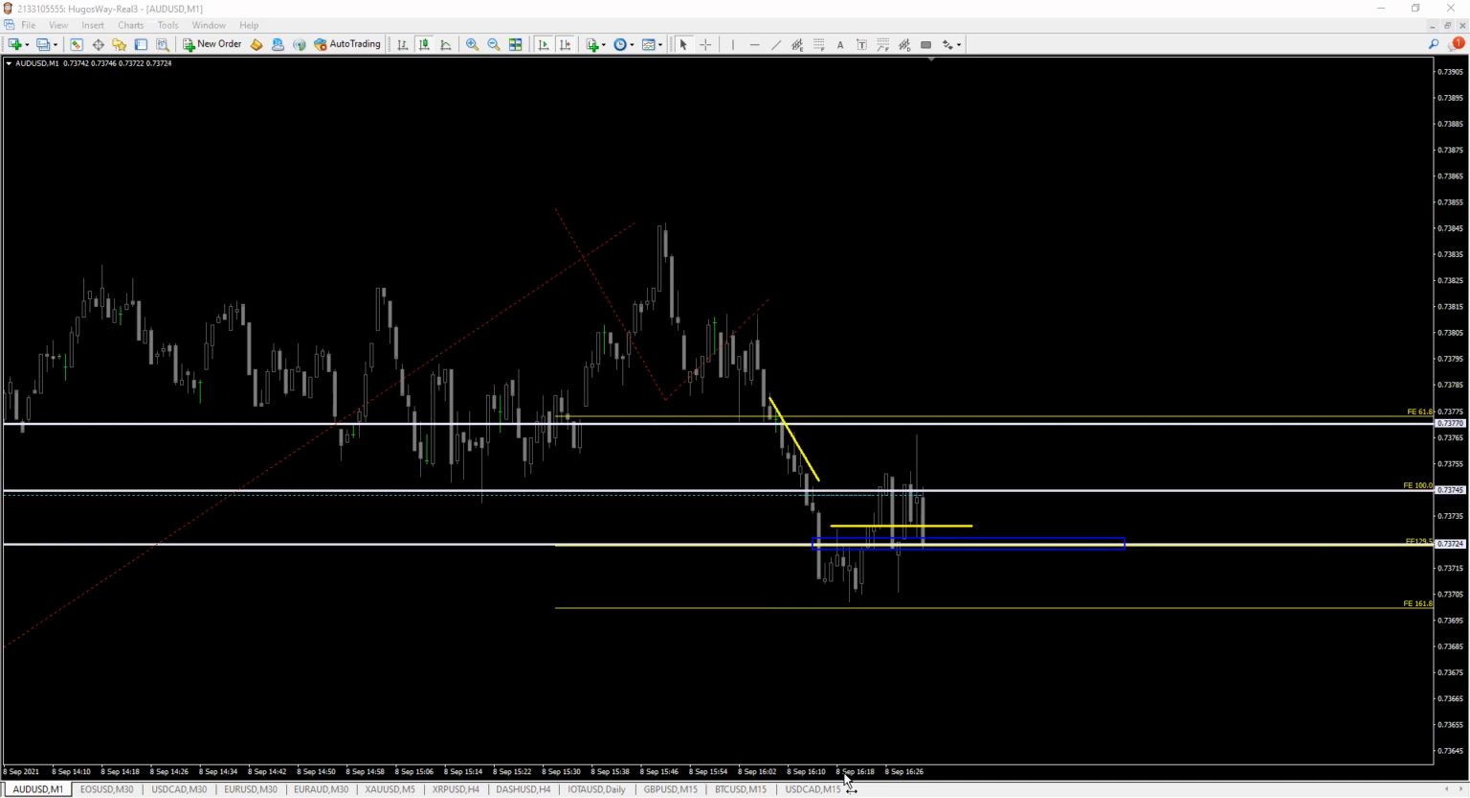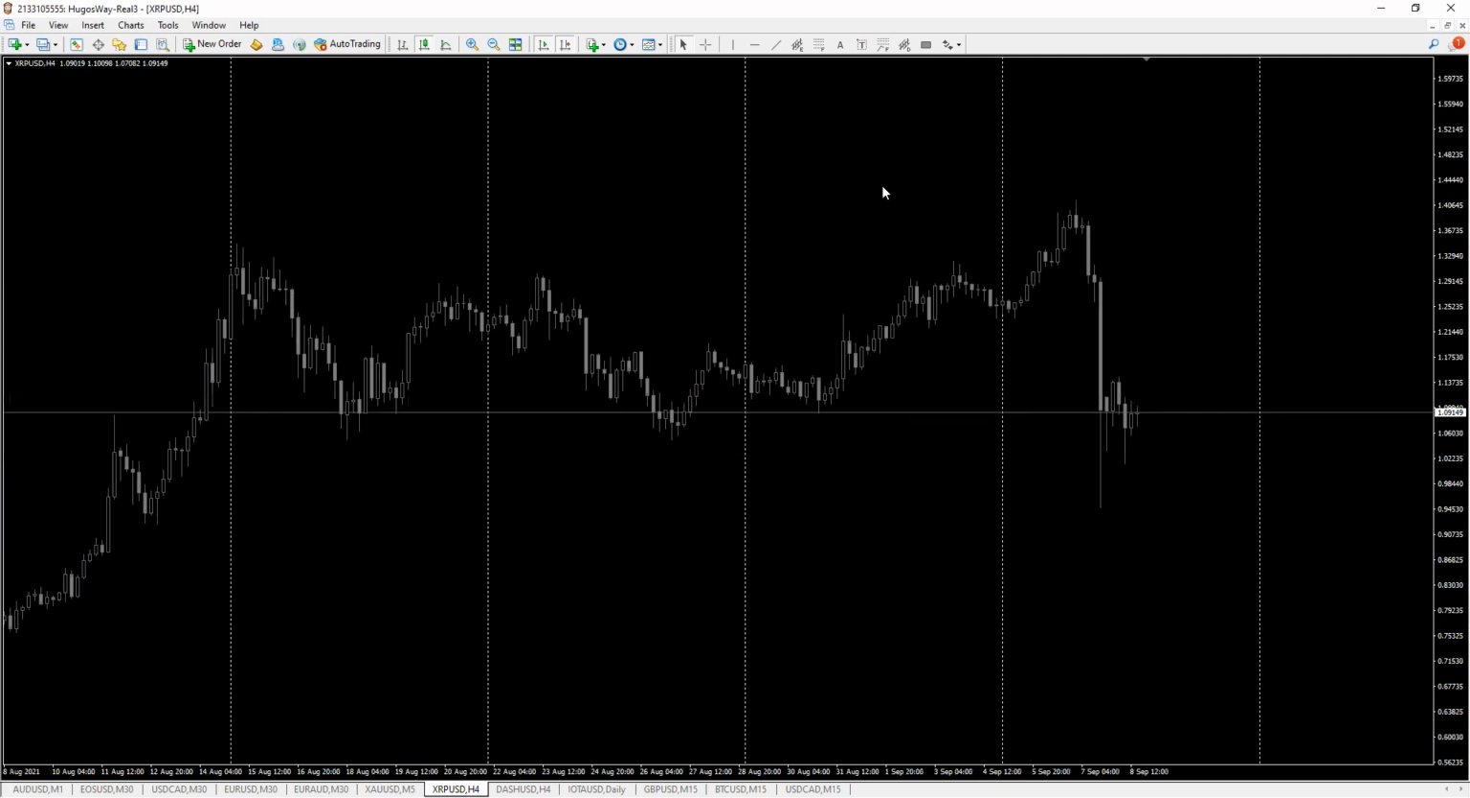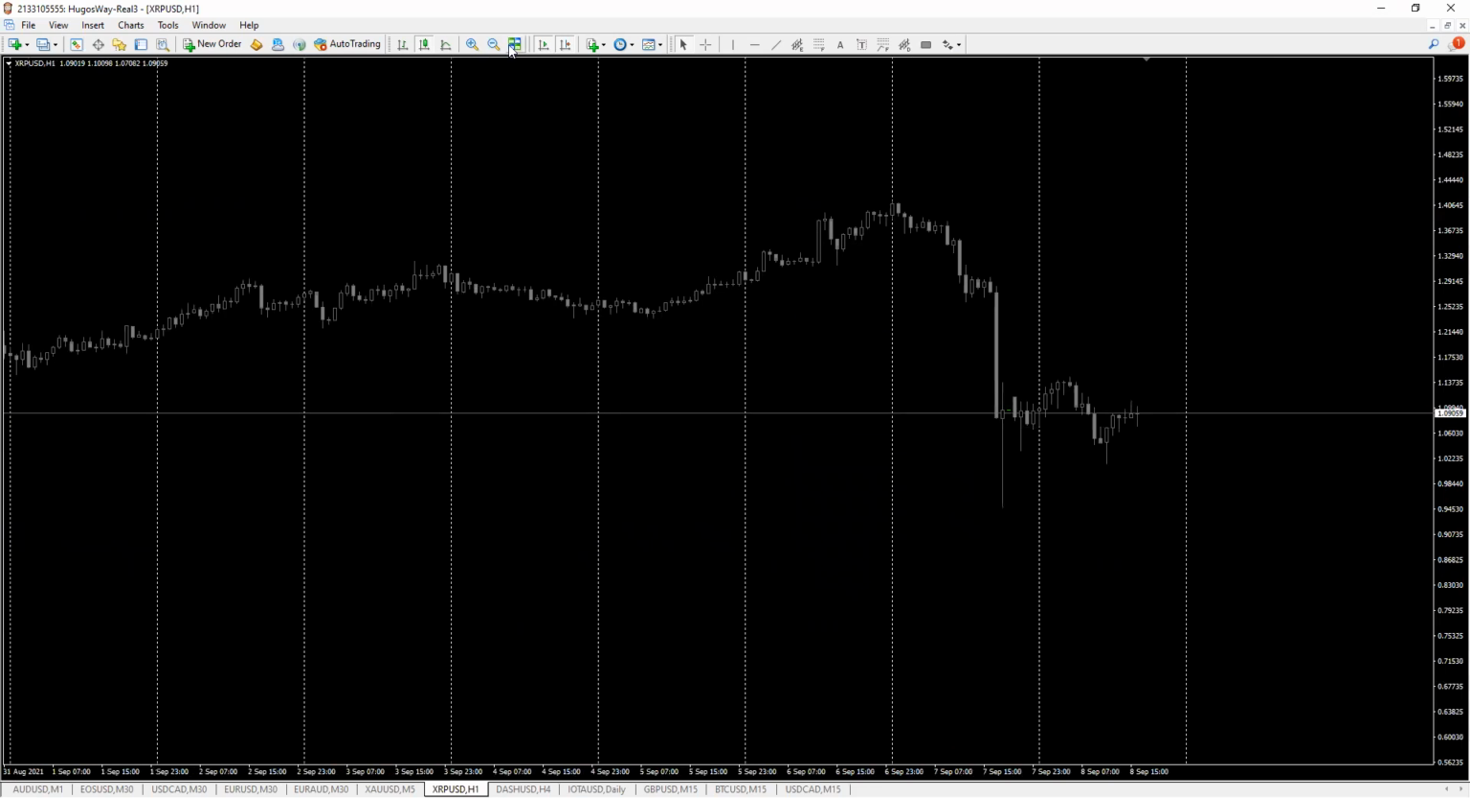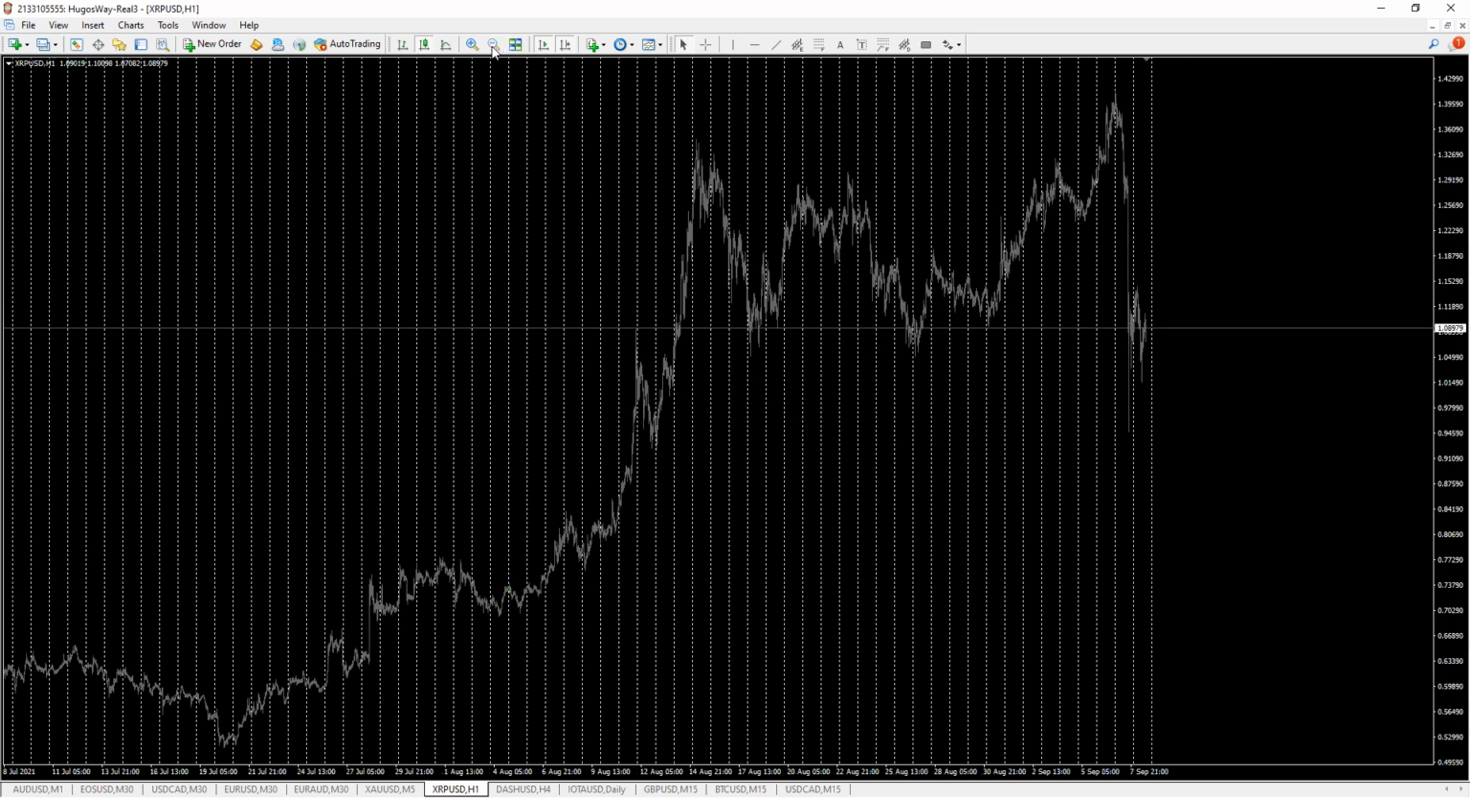What was I talking about? XRP? Yeah. All right, so going back over here to XRP, this is the 4-hour chart. Let's go ahead and do the 1-hour cycle count. Let's zoom all the way out.